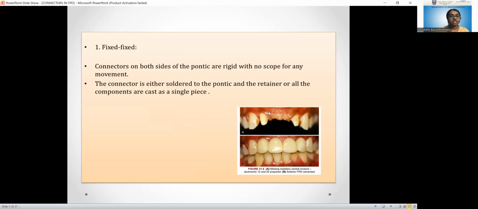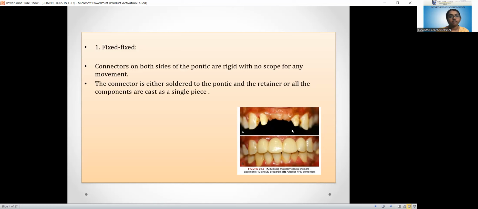So coming to the first type of connector, that is fixed. In this case, as the name indicates, there is no scope for any movement. So the connectors on both sides of the pontic are rigid, and there is no scope for any movement. Either it is soldered to the pontic or all the components are cast as a single piece. This is how we fabricate a fixed type of connector, and this is the most commonly seen type of connector in most of the FPDs.